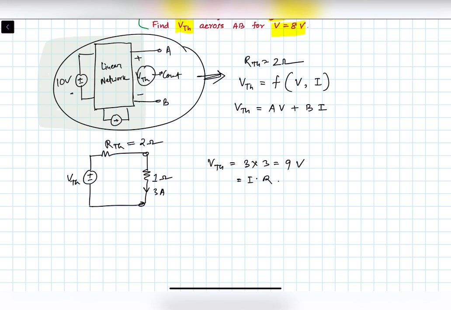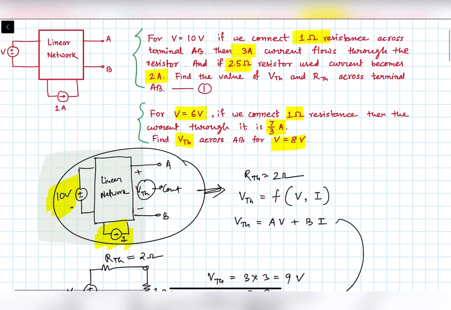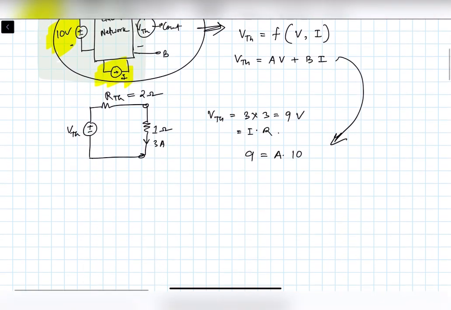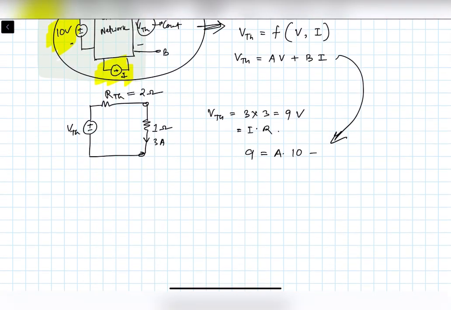So from here we can make an equation. This is 9 equal to A into 10, because the voltage source in this part is 10 volt, and this current is I, which is given as 1 ampere in the problem. So A into 10 plus B into 1, this is one equation.